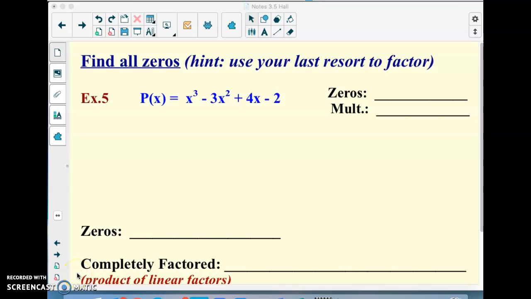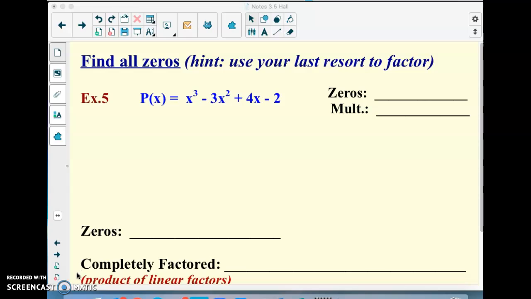In example 5, we're going to use a last resort, which is P over Q, and then synthetic division. There's 4 terms, and it might look like you can factor by grouping, but you cannot on this one. Obviously, you can't use the quadratic formula because it's not quadratic. You can't complete the square because it's not quadratic, and it's not factorable. So last resort, let's use P over Q and synthetic division.